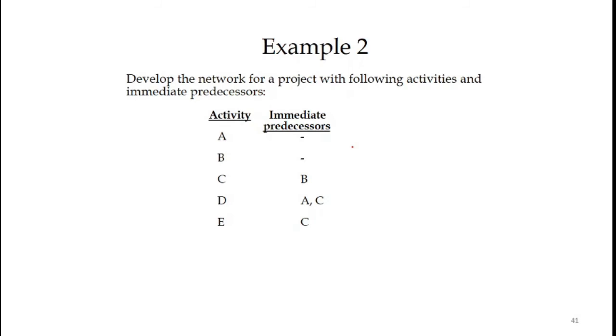So as in the previous problem, the starting event of A and B will be the same. This will be A and this will be B. This can be 2, this can be 3. Then the next is C, which will only be starting once B is finished. This can be 4.